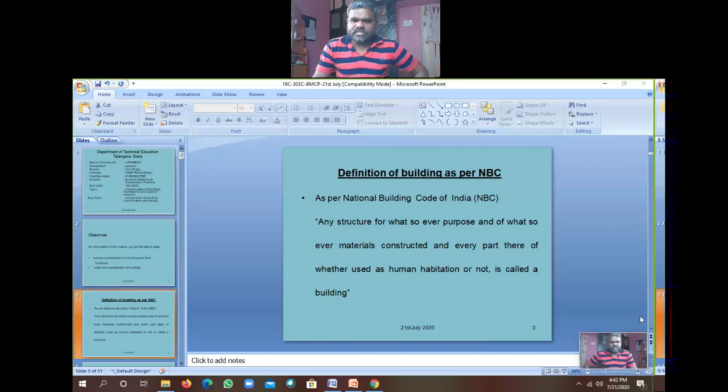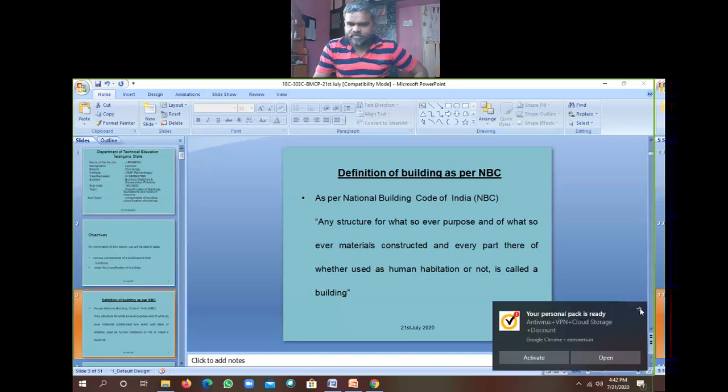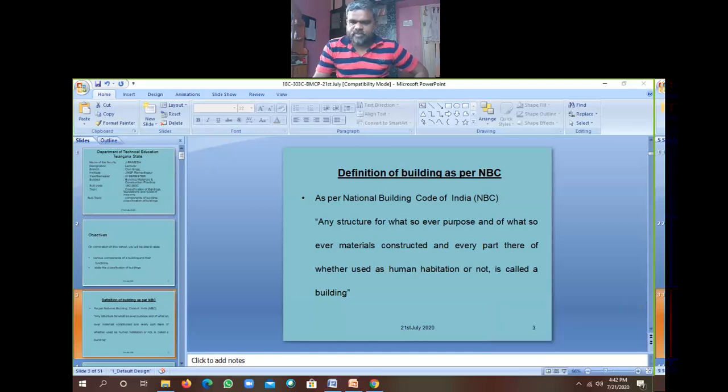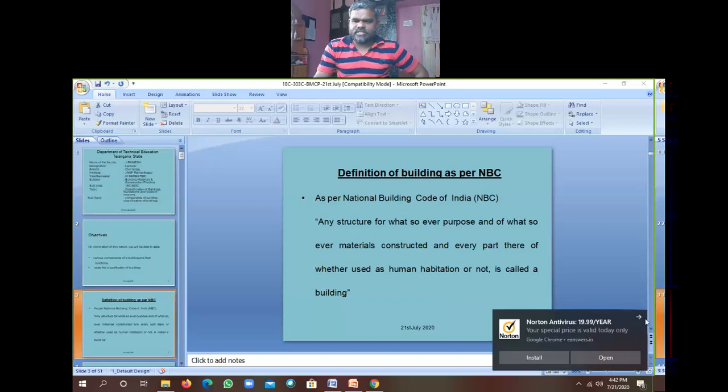Buildings are very basic structures of civil engineers. So a building is a basic structure for civil engineering.